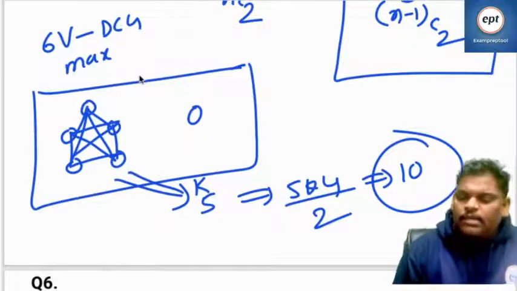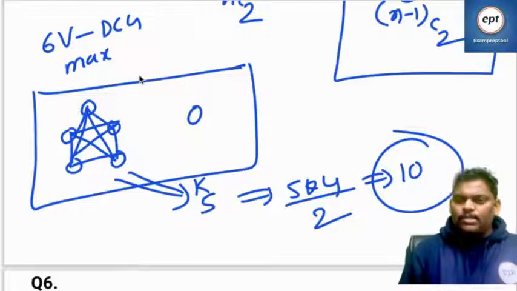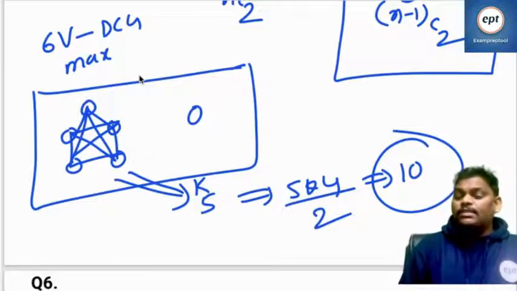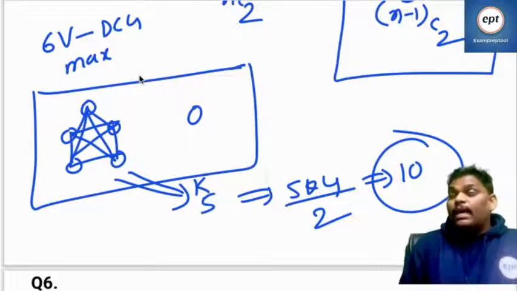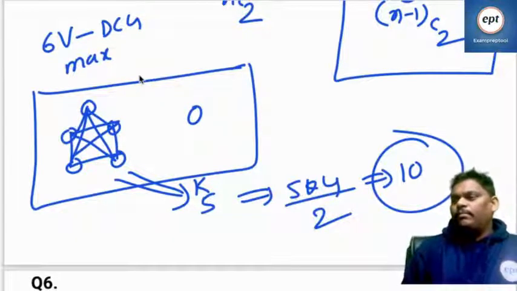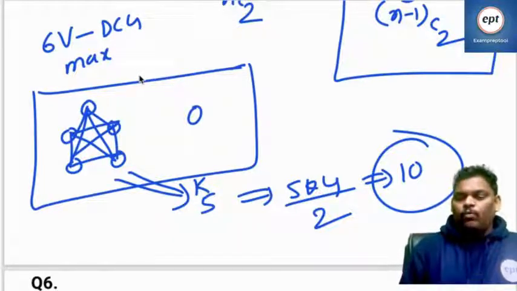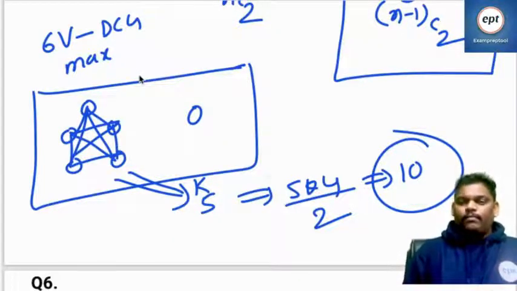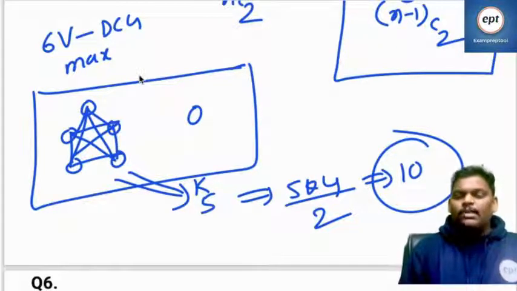The total graph is disconnected and you want maximum edges. If connected, the maximum is n into n minus 1 by 2. If disconnected, for the maximum, keep one vertex outside.